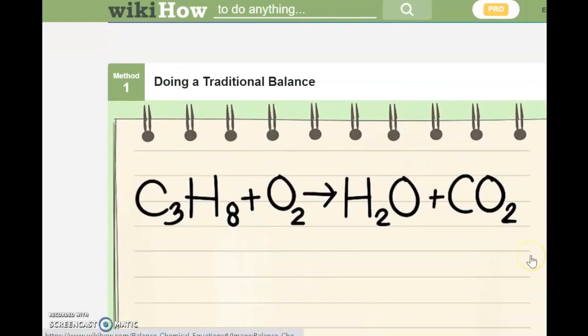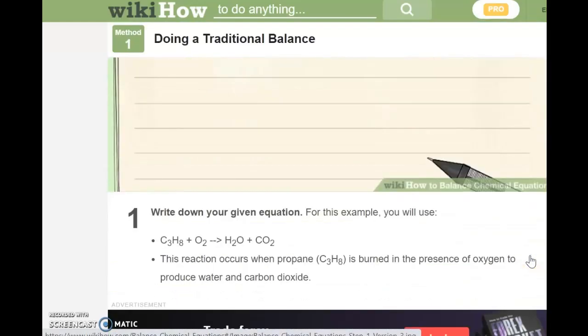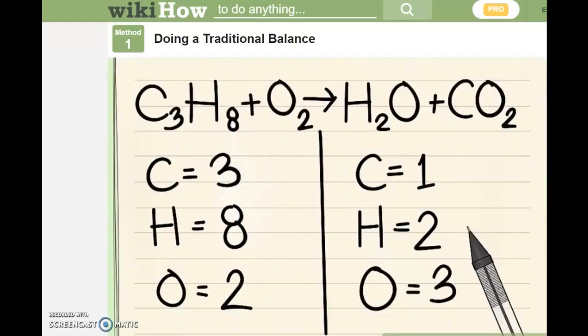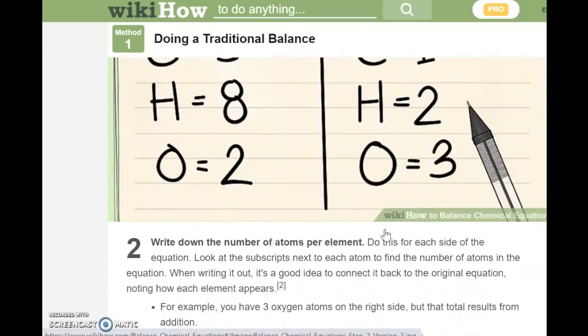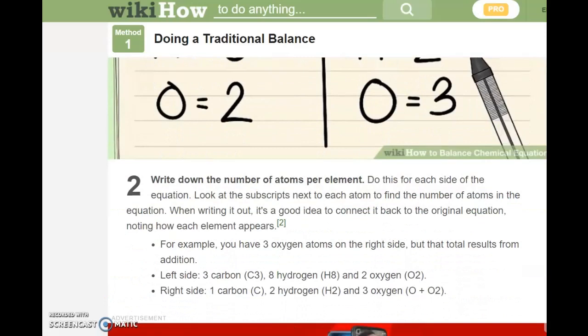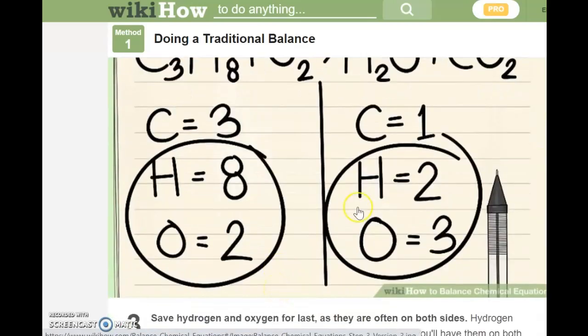So let's look at this with propane burning in oxygen. As you saw, the first thing to do is choose one element. So let's take the carbon, for example. I write down all the atoms that are present before and afterwards. So there are 3 oxygen atoms there, 3 oxygen atoms there. So we can see they're not balanced.